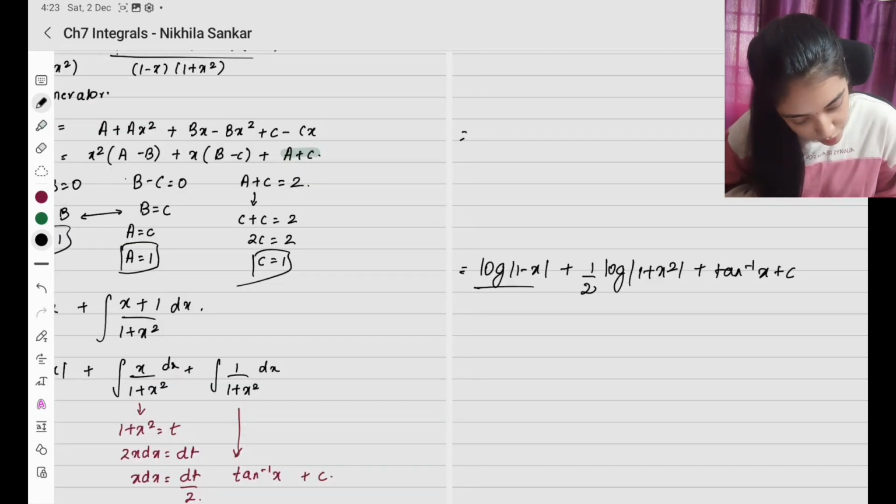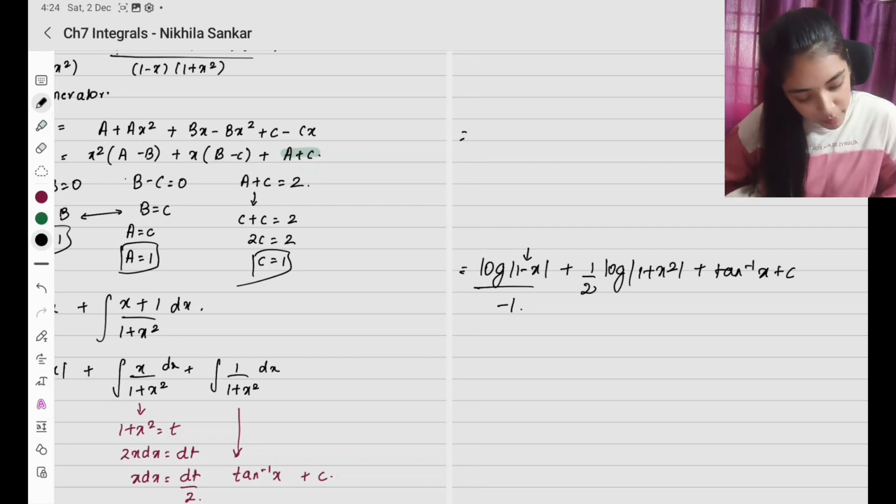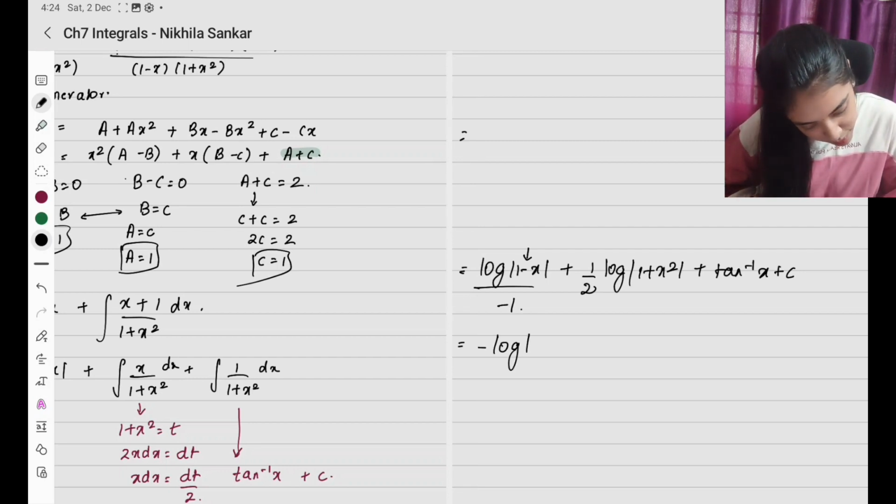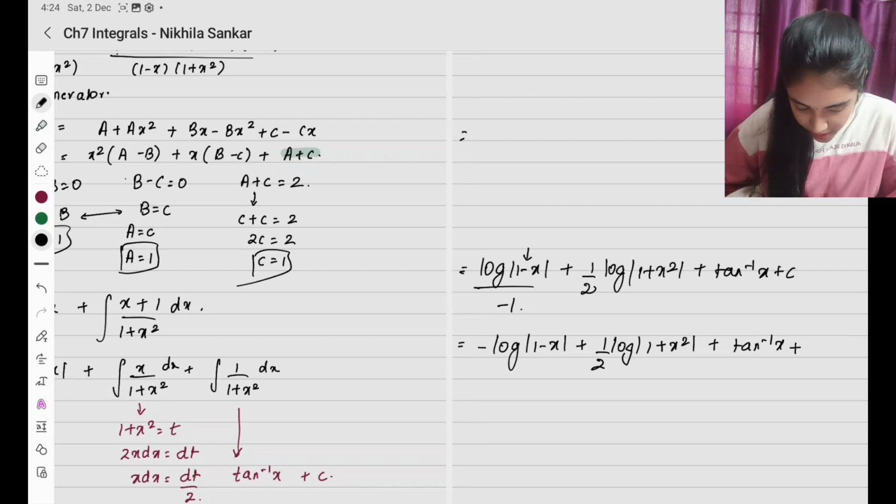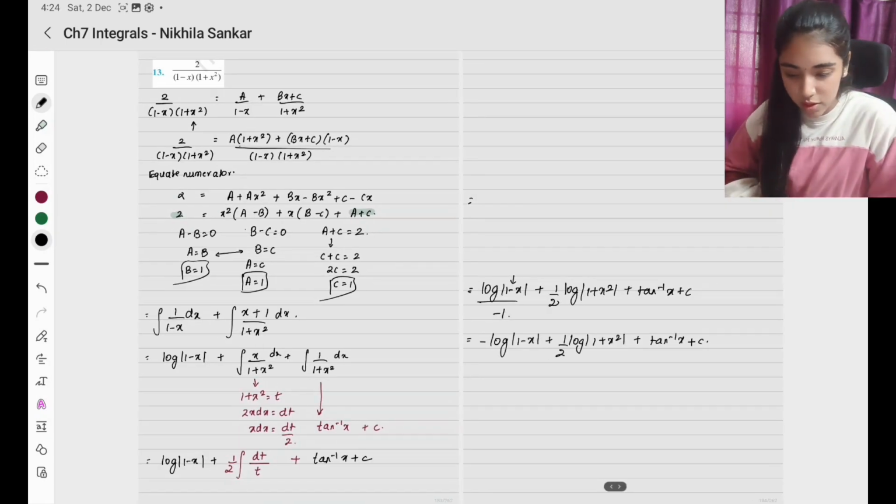So 1 plus x square plus tan inverse of x plus c. The coefficient of x is a minus 1, so you have to add minus 1. The final answer looks something like this: minus log mod (1 minus x) plus half log mod (1 plus x square) plus tan inverse of x plus c. Don't forget the minus. Okay, always remember.